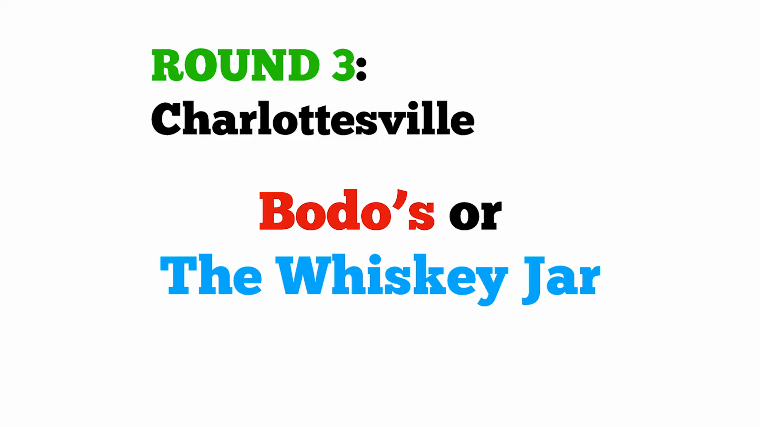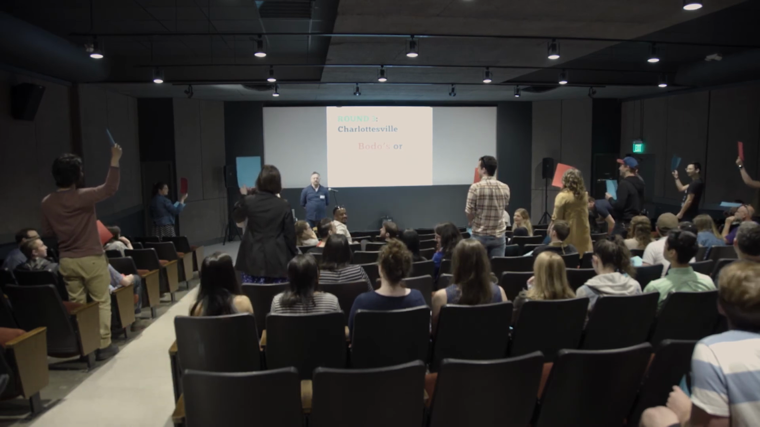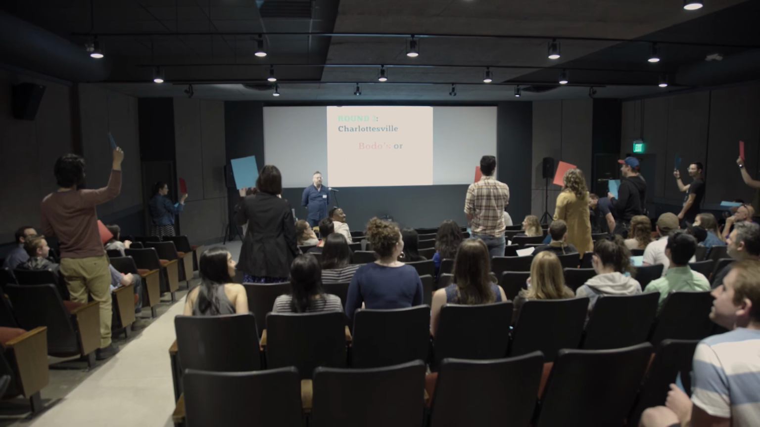Round 3, the Charlottesville question. Photos or the whiskey jar? 1, 2, 3, shoot. Okay, got blue, red. Ooh, this is a tighter one. I think whiskey jar's the majority. Photos wins. How many are left? I guess 6, right? So let's see how we do this one.